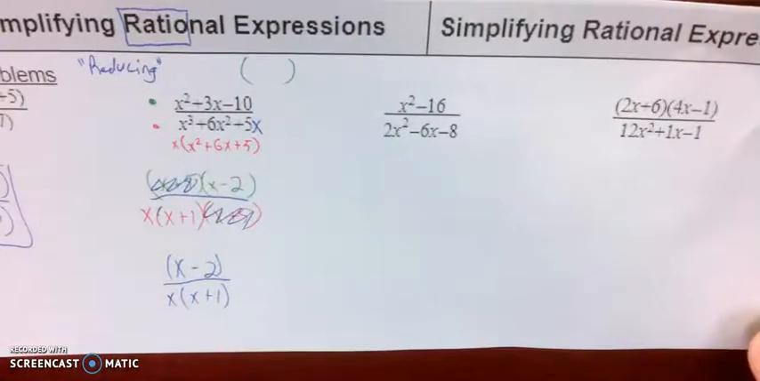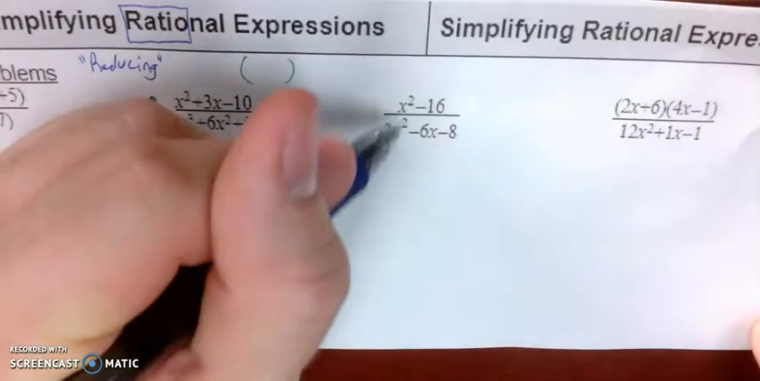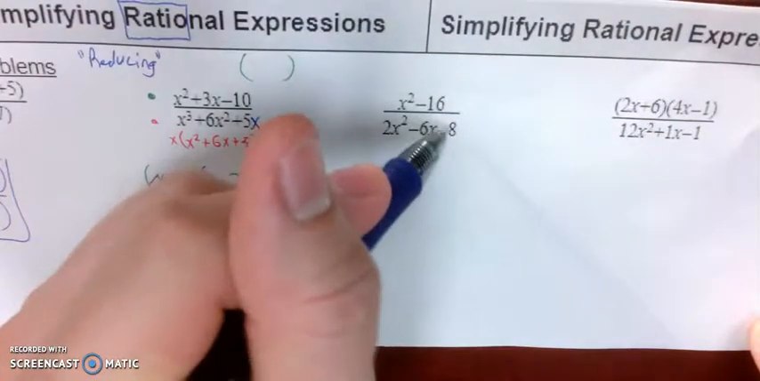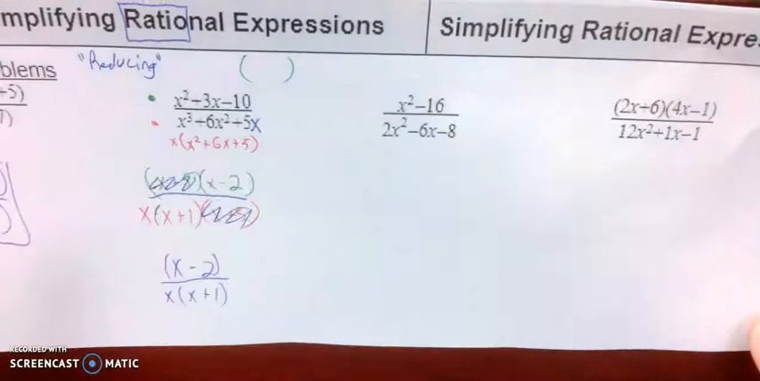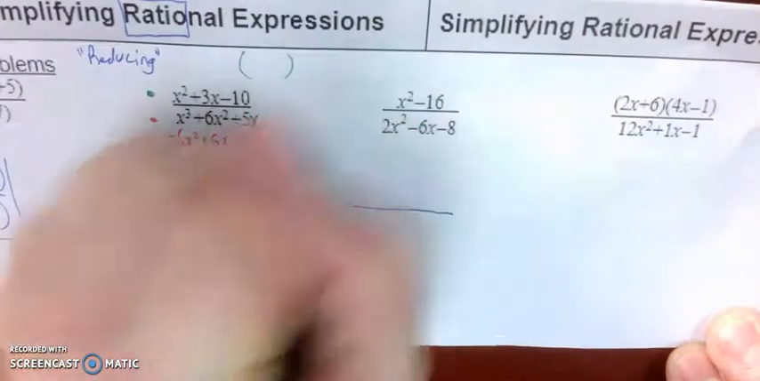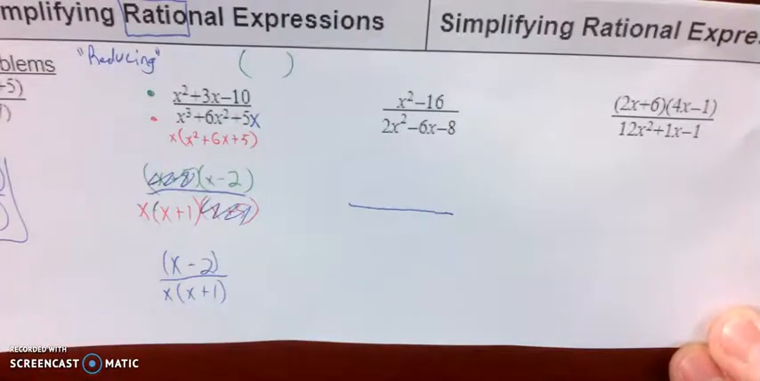All right, let's do the same thing over here. Again, some of you might be tempted to cancel out these x squareds. Can't do it. Some of you might be tempted to cancel and reduce 16 over 8 and call that 2 over 1. Big fat no can do. You have to cancel entire factors.